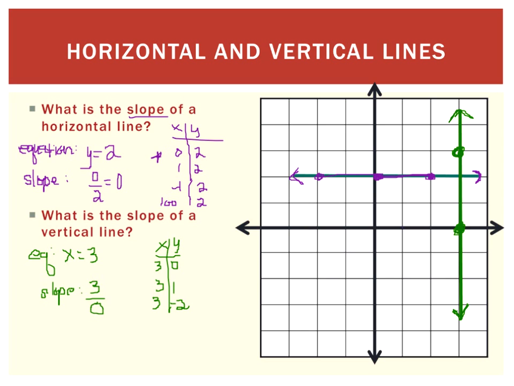then is 0. Excellent. And so we have this divide by 0, 3 divided by 0. And in mathematics, we know we cannot divide anything by 0. And so this slope is what we call undefined. Okay? We cannot define this slope. Now, that is different than saying no slope. No slope is actually 0 slope. Okay? A horizontal line actually has no slope. A vertical line is undefined. Okay? We cannot define the slope of a vertical line.